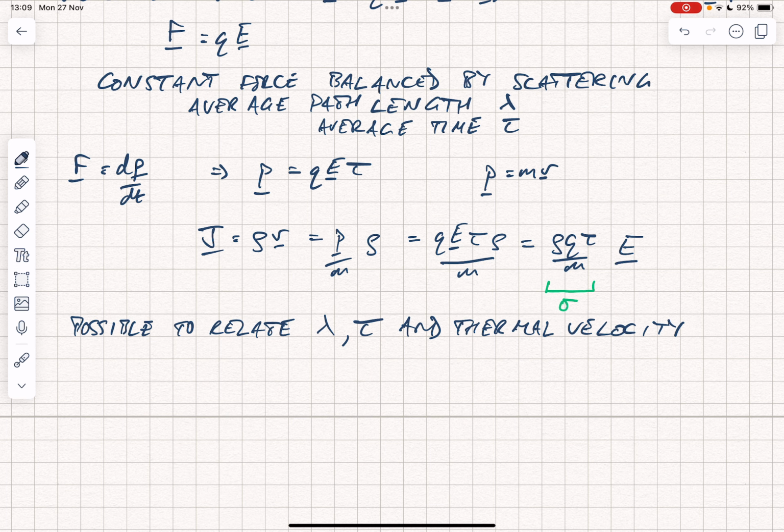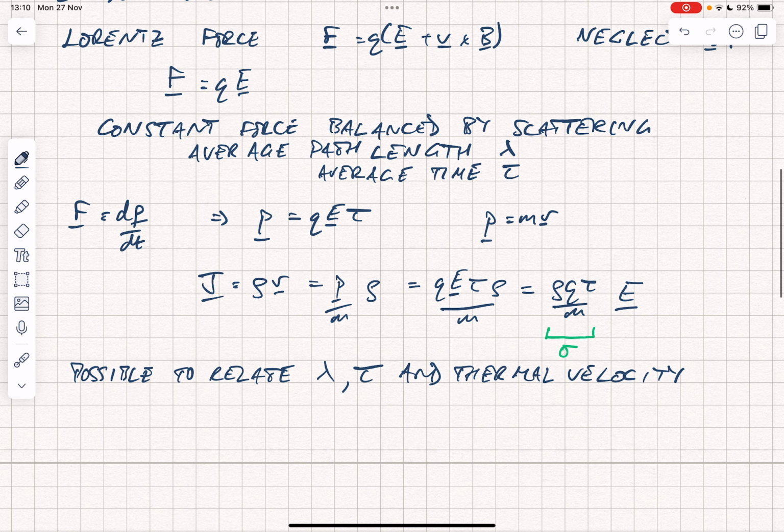This is just a way of understanding why we often find that J is equal to sigma E. So that's an empirical fact. It's expressed also in Ohm's law, V is equal to IR. So there we go. That's a brief overview of why we write J is equal to rho v, and also J is equal to sigma E in a conductor.